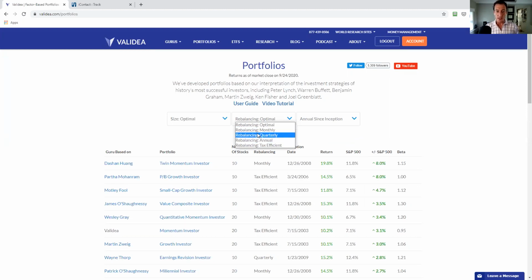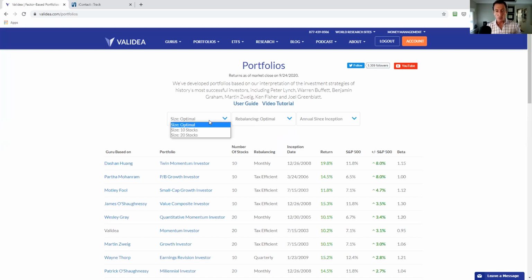Some investors like a monthly rebalancing where the strategies rerun, the top scoring stocks come in, new names are brought into the portfolio, and the names that don't score as high anymore are removed from the portfolio. But monthly might be too much for someone, so maybe quarterly is a little bit better. It's a lower turnover strategy. And then annual is even less. That's once a year in July, where we rebalance our annual portfolios.